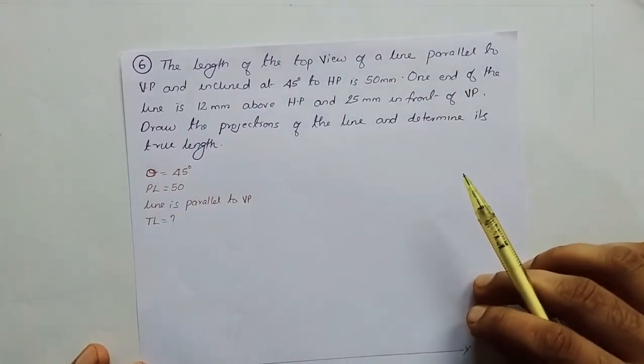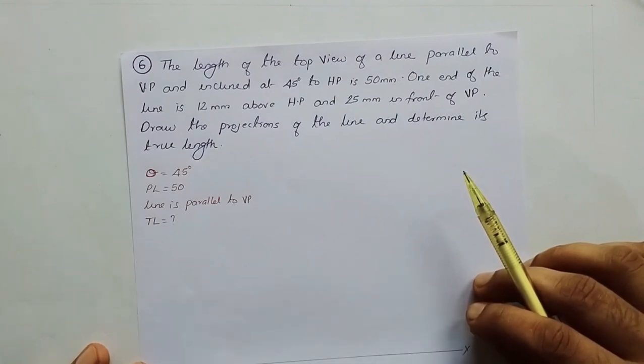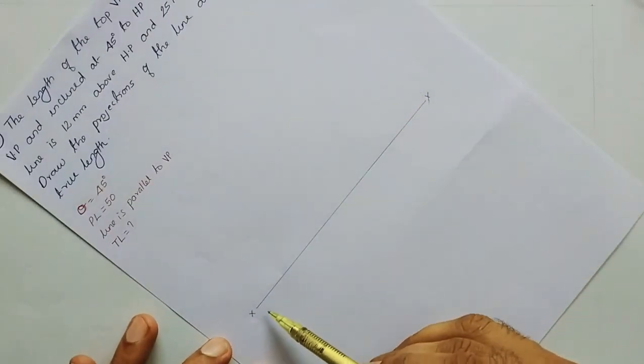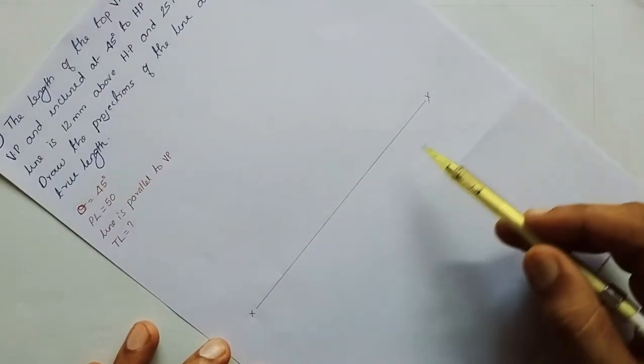So whenever a line is parallel to VP, what will be its top view? Its top view will be a straight line parallel to the XY line. So as a first step, what we shall do is we have to draw an XY line here. So I have already drawn an XY line here.